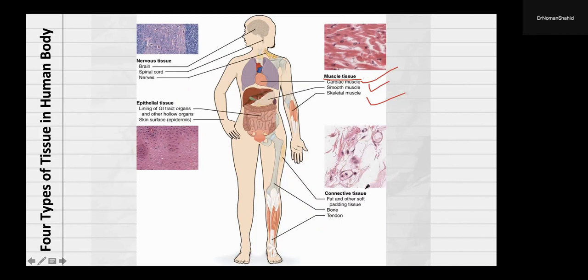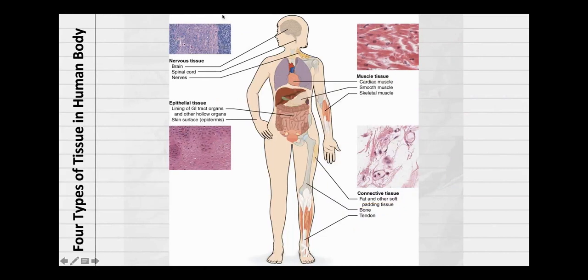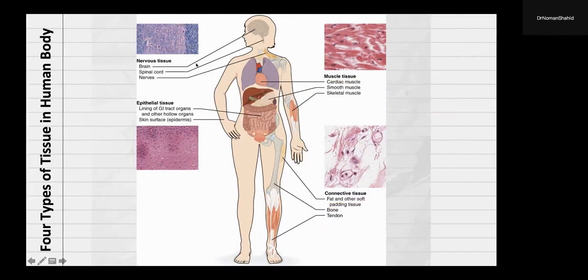And then we have connective tissue, which connects all parts of the body. For example, we have fat or adipose tissue, other soft padding tissues, reticular tissues, bone, cartilage, basement membrane, tendon, and aponeurosis, all of them. Perfect. Okay.